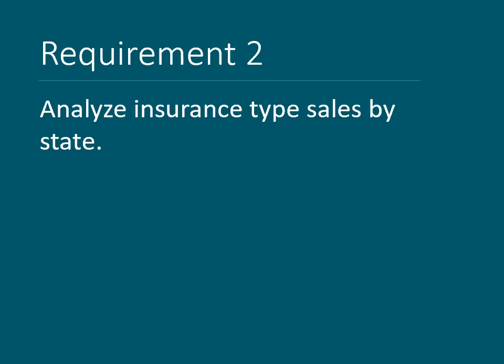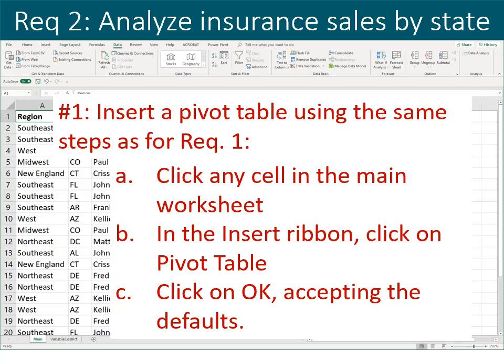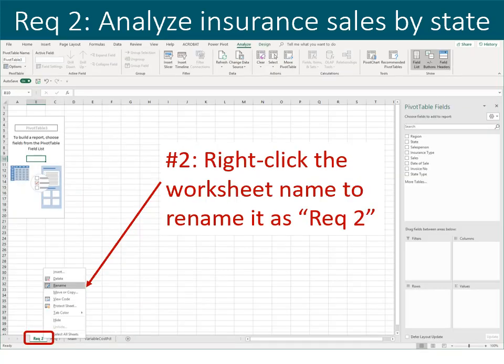For the second requirement, we need to analyze insurance sales by state. The first thing we have to do for requirement 2 is to insert a pivot table using the same steps used for requirement 1. Click any cell in the main worksheet. In the Insert ribbon, click on Pivot Table, and then click on OK, accepting the defaults. Right-click the worksheet name tab and rename it as Requirement 2.